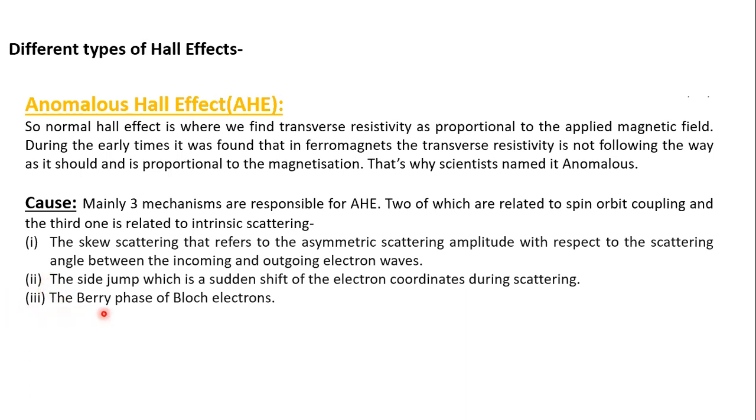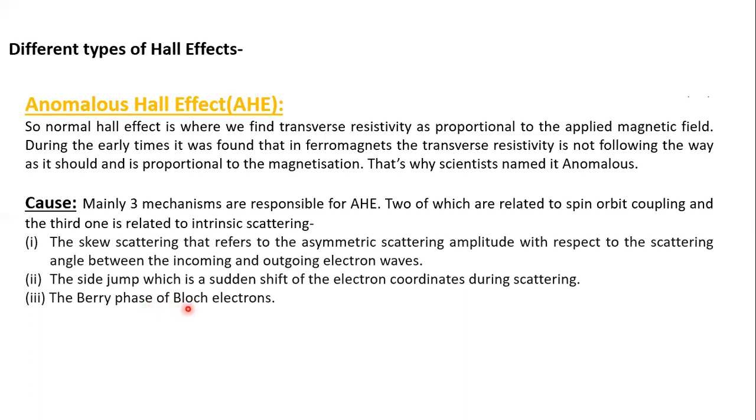The third one is the Berry phase. Now what is the Berry phase? When an electron is subjected to a time-dependent Hamiltonian, a geometrical phase will be introduced into the wave function of that electron along with the dynamical phase, e to the power i E t over h cross. So this phase is called the Berry phase.